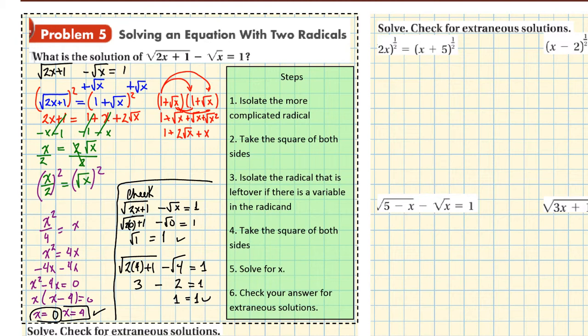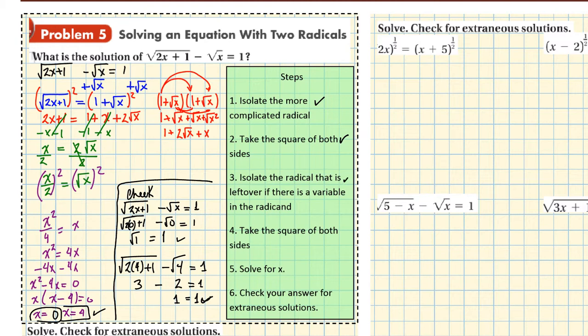So remember, what we did today is we isolated the more complicated radical. We solved for that radical by squaring both sides. And once we isolate that radical, we're going to isolate the leftover radical, and we're going to repeat the process. Once you get the solutions for x, what you're going to do next is check for extraneous solutions.